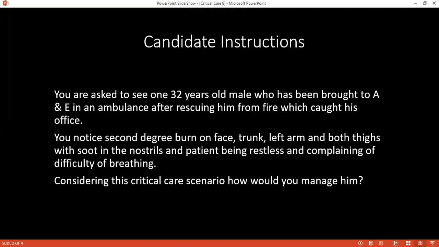After securing the airway, I will go for breathing and look at the chest for any injury, and look for use of accessory muscles in respiration, and give the patient high flow oxygen by non-rebreathing mask. Considering the patient has a neck burn and a burn in the trunk, I would go for prophylactic intubation, because there may be laryngeal edema.